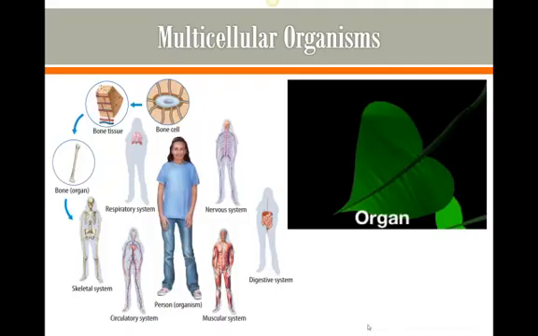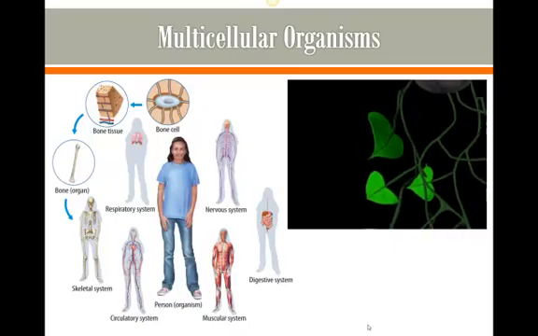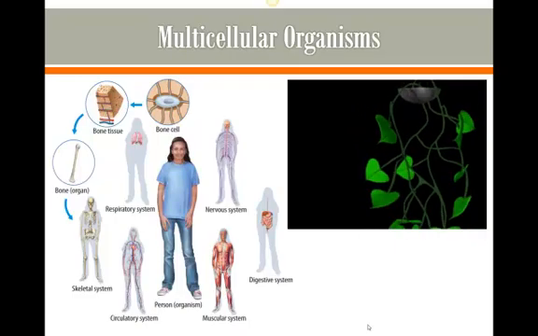Different tissues are further organized into organs. An organ is a structure made up of different types of tissues that work together to do a particular job. Several different tissues make up a plant leaf, an organ of the plant in which food is made. In a many-celled organism, several systems work together. Leaves, roots, and stems in a plant work together to keep the plant alive.